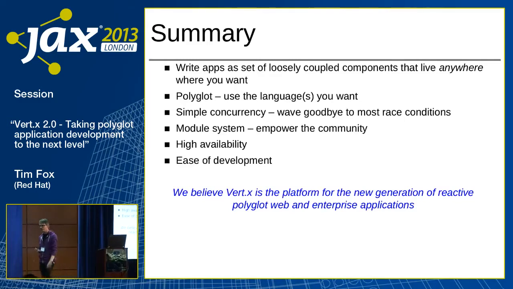We have a very simple concurrency model, very similar to the actor model, which allows you to avoid a whole load of race conditions and deadlocks that you might bump into with more traditional Java multi-threaded concurrency. We have a new module system that we want to encourage the reuse of modules, basically hopefully ending up with a nice ecosystem, similar to the Node.js NPM ecosystem. High availability, an important feature for your production applications. And ease of development, of course. We want the developer experience to be as simple as possible. And that's basically it.